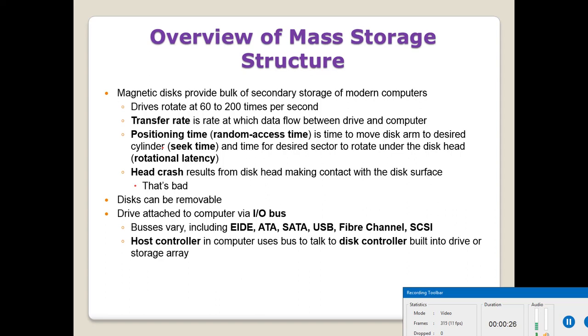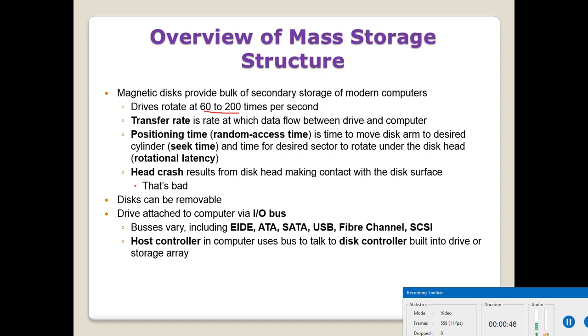Magnetic disk. A hard disk is a type of magnetic disk. So, just an overview of the magnetic disk, because you already know them. They provide the bulk of secondary storage, so they are used for permanent storage. They are the secondary storage devices of the modern computer. The disk rotates at a speed of 60 to 200 times per second.